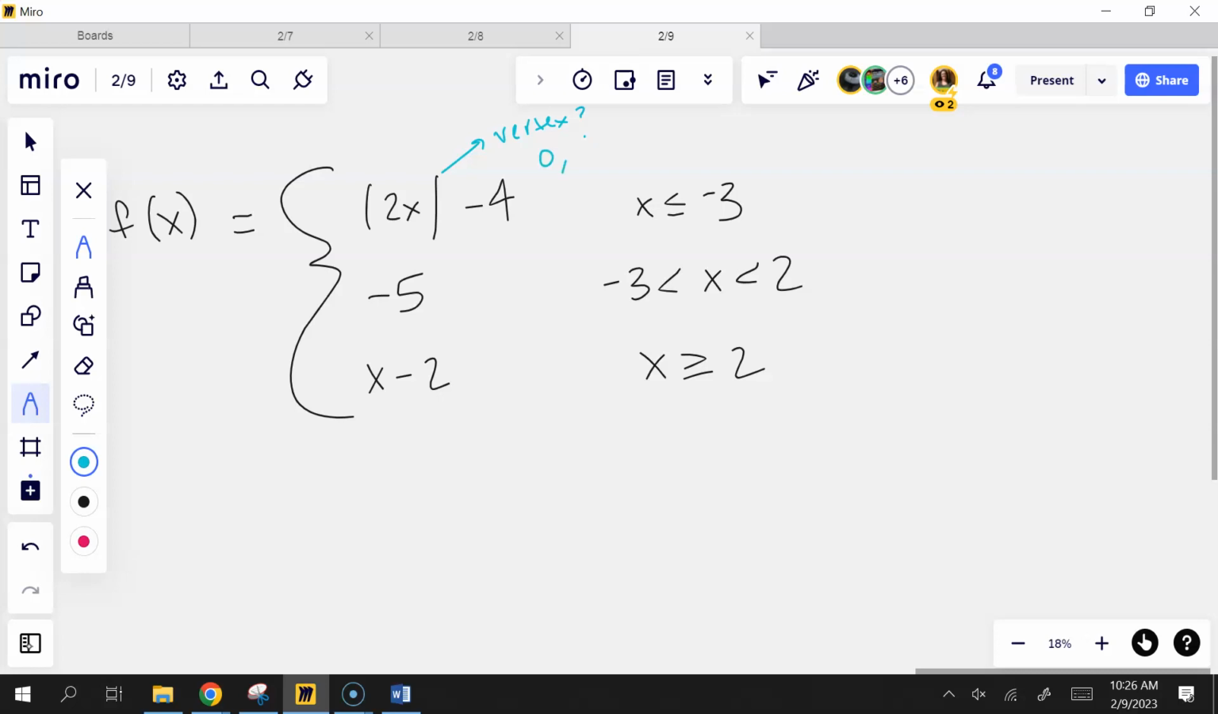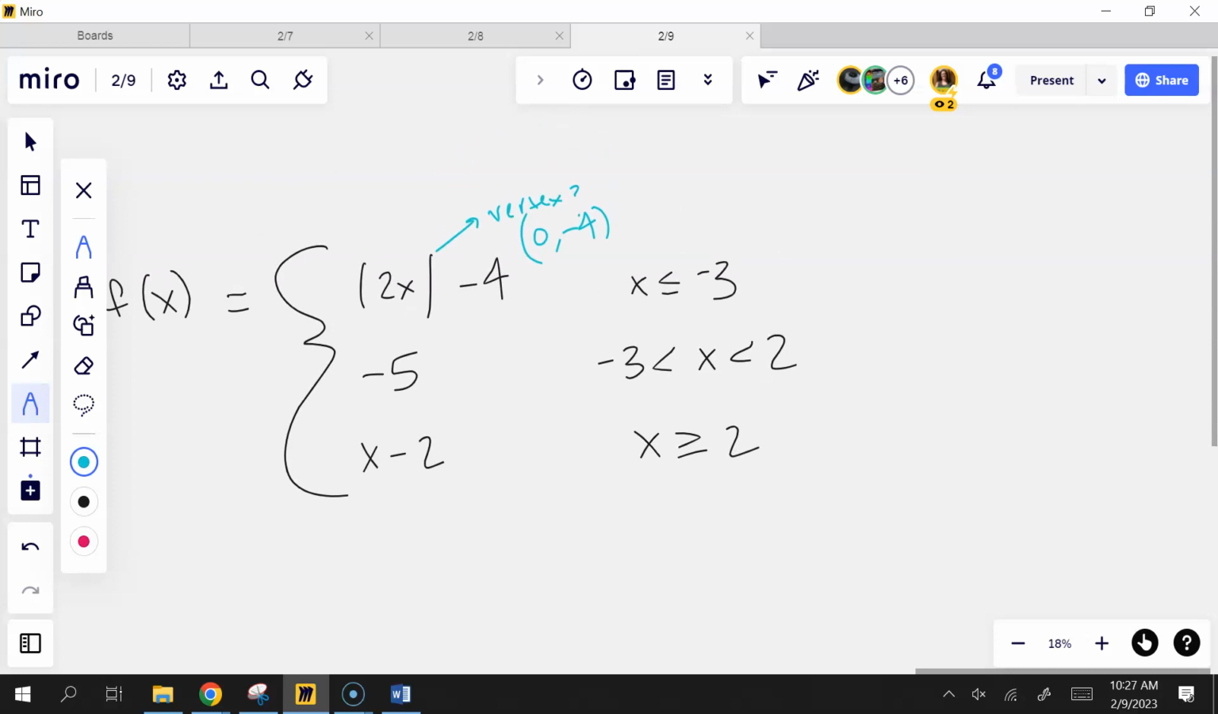0. No. Yes. 0 what? Everybody get that for the vertex? Okay, so set the inside equal to 0. 2x equals 0. So what does x equal? Divide by 2. And then plug that back in.